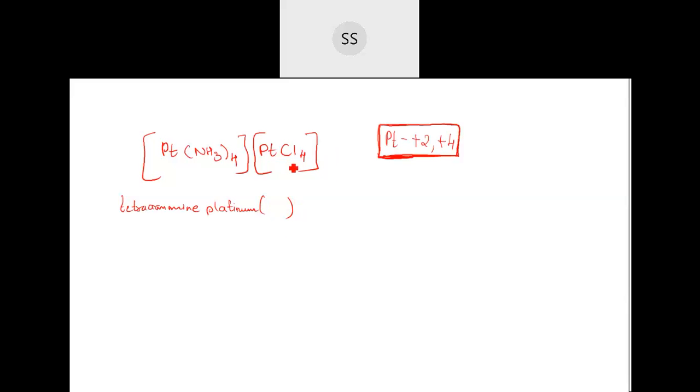4, then you have Cl. So 4 means tetra again. So tetra, Cl is chlorido. Okay, so tetrachlorido, and then the next name has to be a Latin name. So it is platinate. Okay, so it has to be platinate. Then we have to write the oxidation state of this.